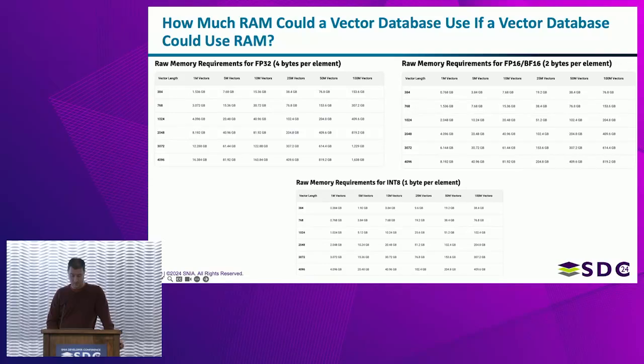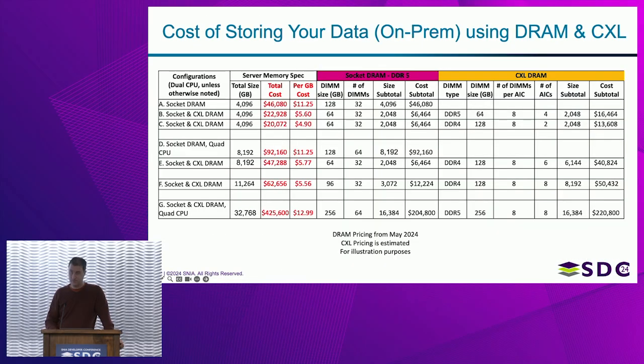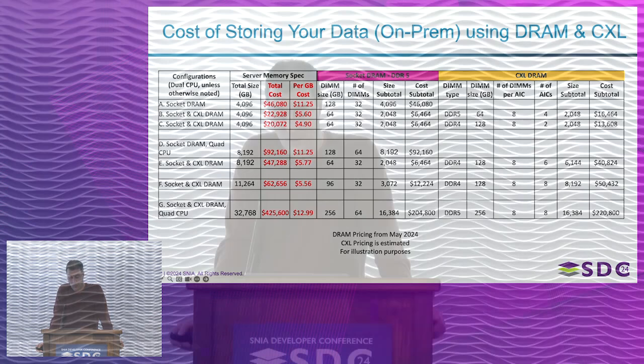Yes? In your cost analysis table, what was your assumption for the cost of the expansion card and how many DIMMs per expansion card were you assuming? DIMMs per expansion card were 8 in this model. So the question was, what expansion card was I inferring, and how many DIMMs on that expansion card do we model? And the answer was 8 DIMMs per add-in card.